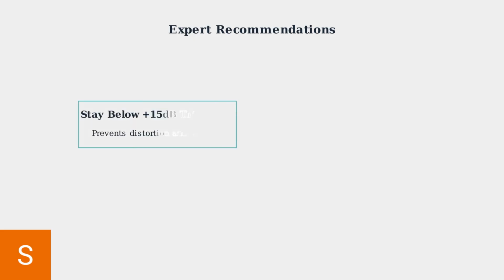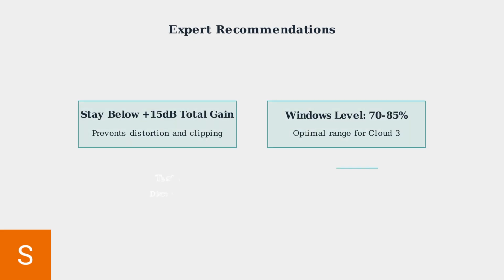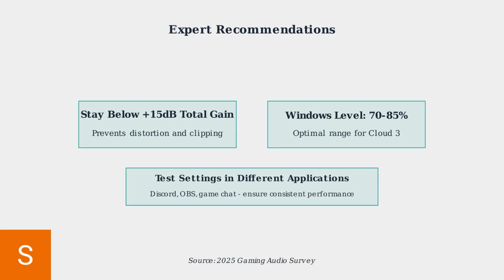According to a 2025 gaming audio survey, audio engineers recommend staying below +15 decibels total gain to avoid distortion. The optimal Windows microphone level is between 70 to 85% for the HyperX Cloud 3.